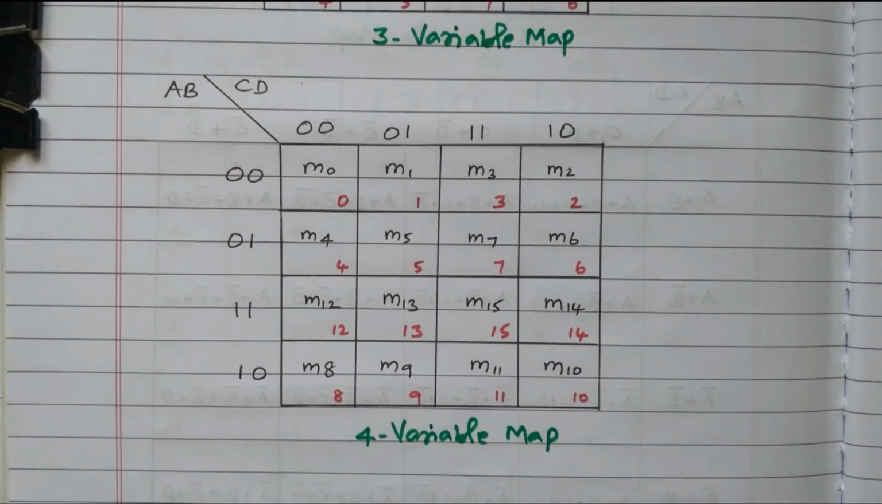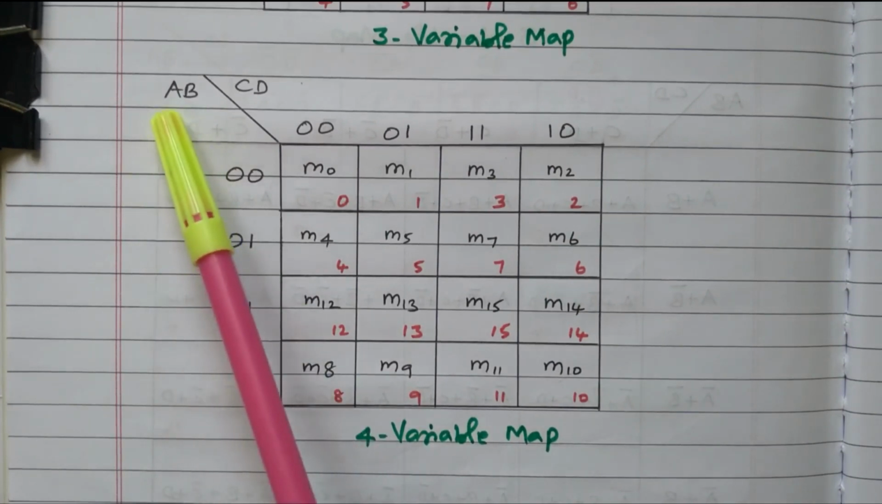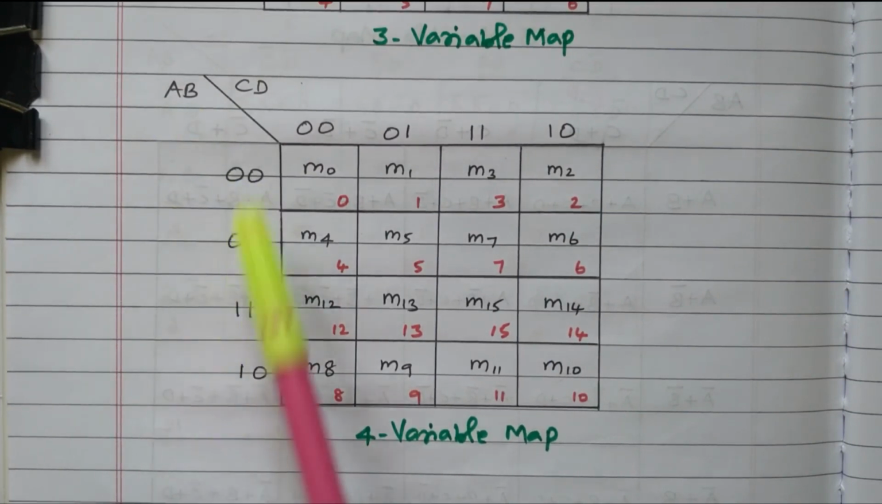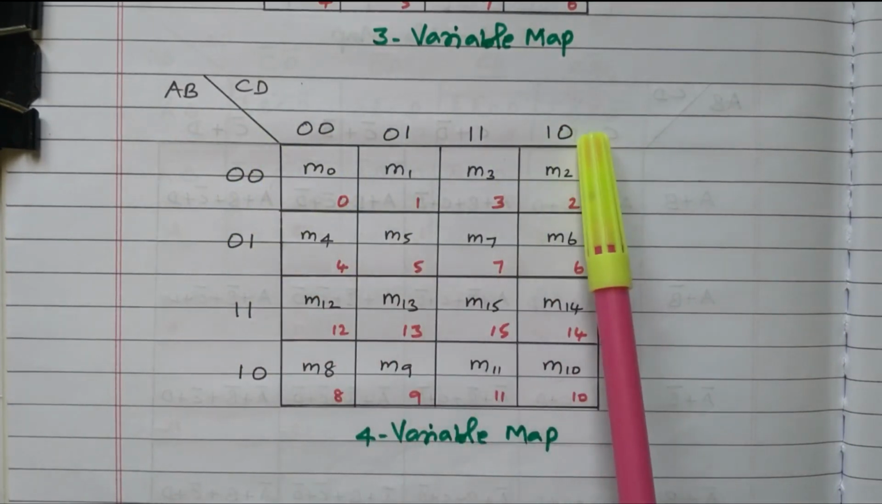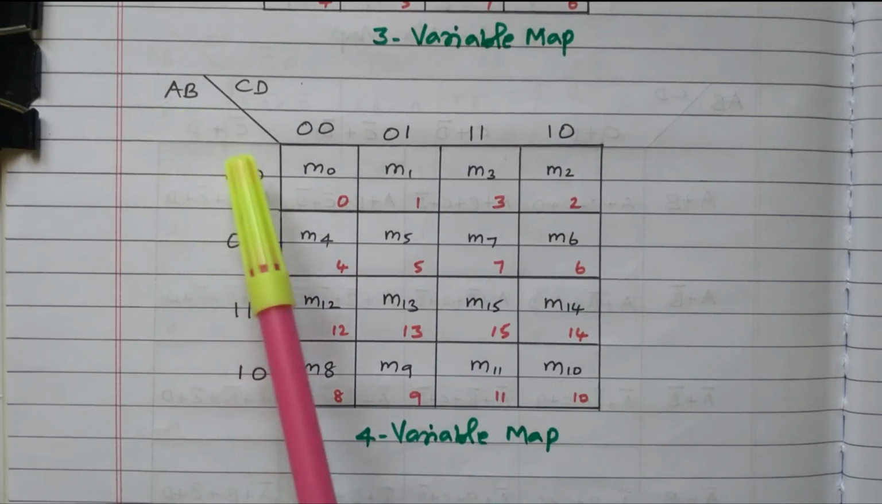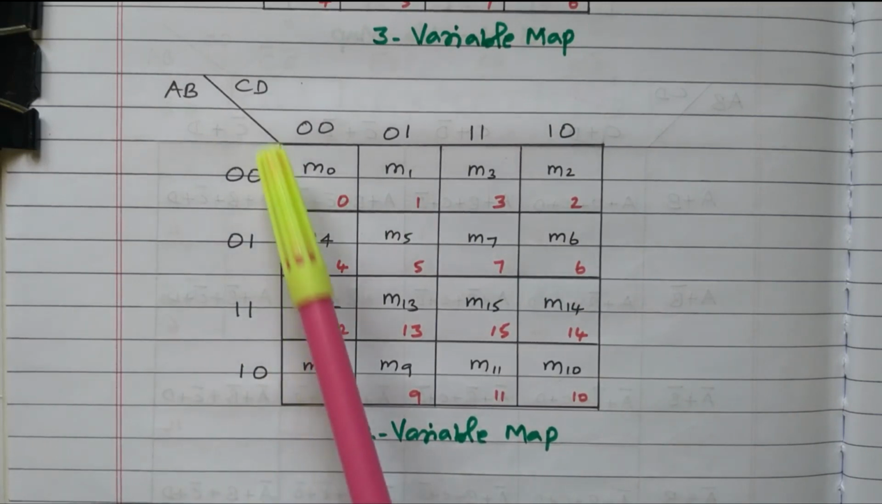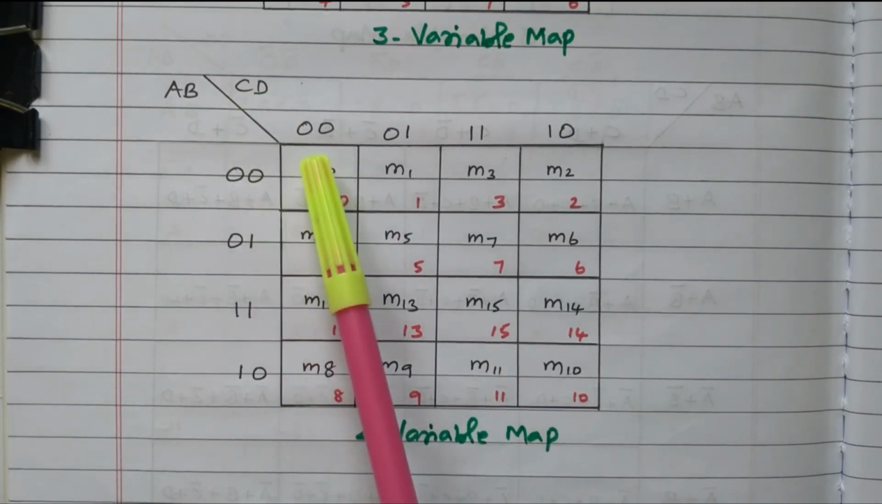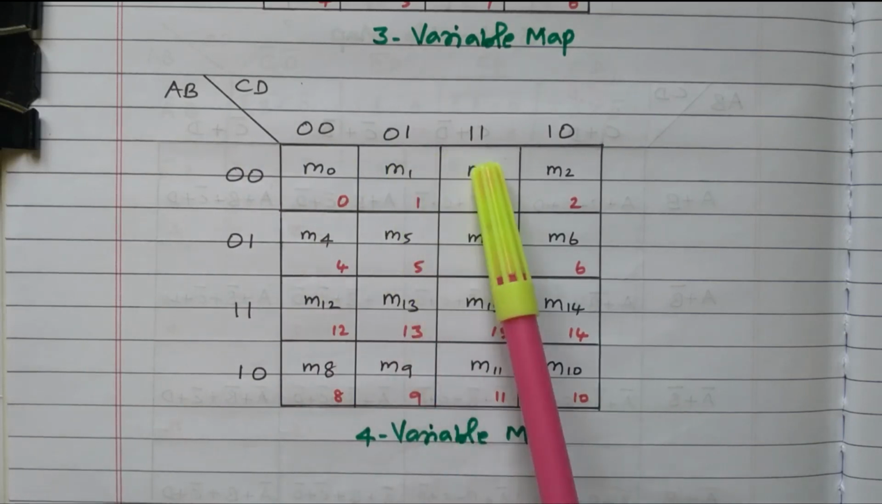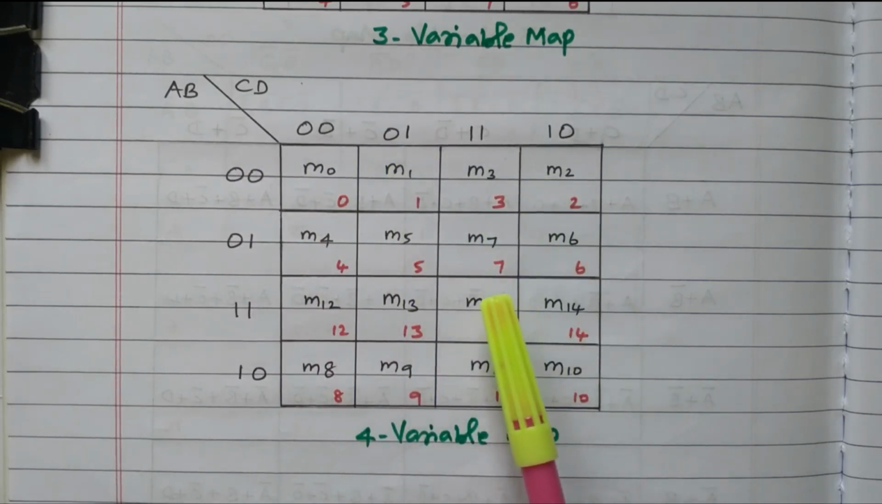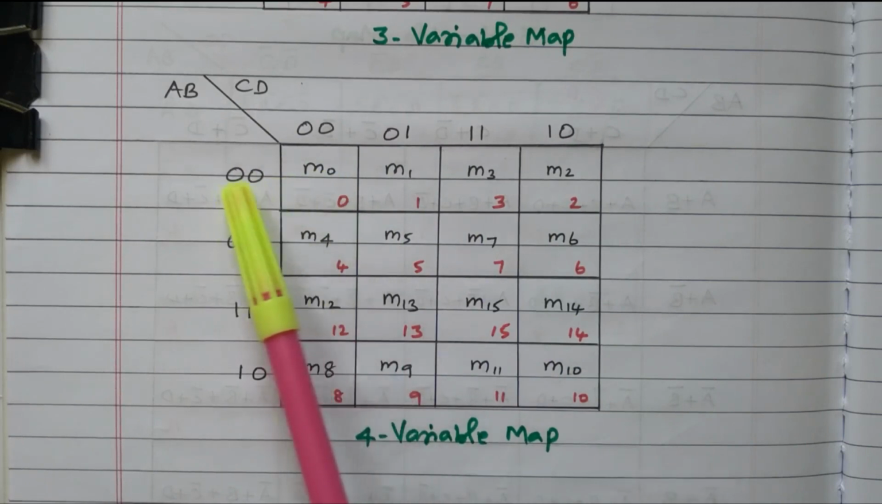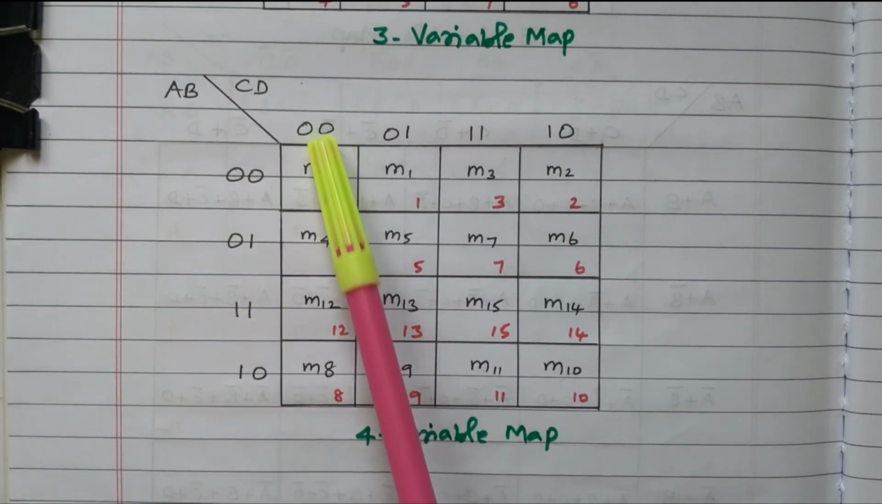Four variable. Let us consider four variables A, B, C, D. A, B are represented vertically, C, D are represented horizontally. Because of two variables A, B, there are four possibilities: 0 0, 0 1, 1 1, 1 0. Here also two variables C, D, four possibilities: 0 0, 0 1, 1 1, 1 0. How to represent the first cell? You have to refer to this 0 0 and this 0 0.